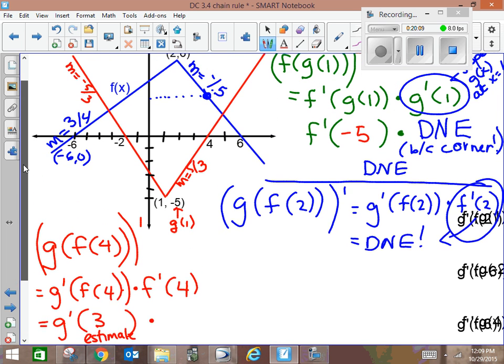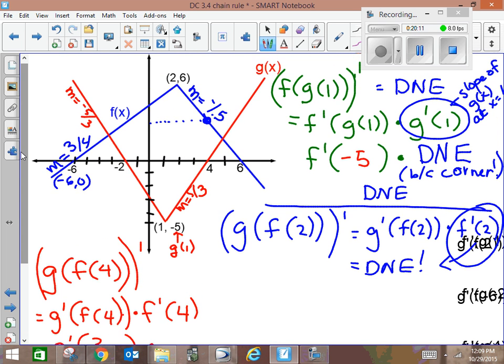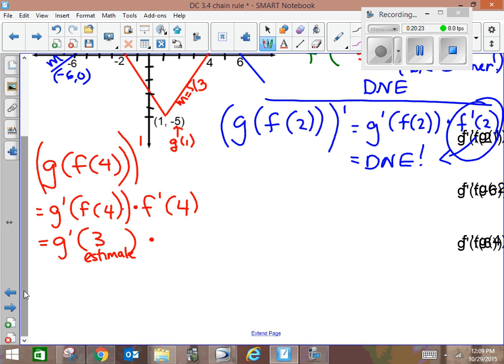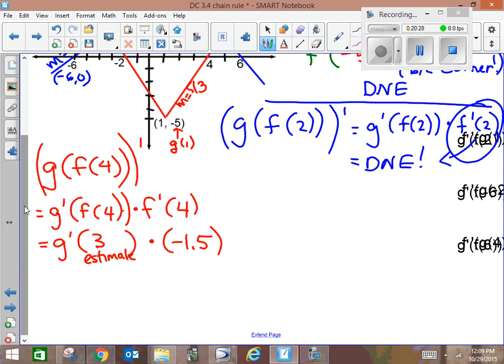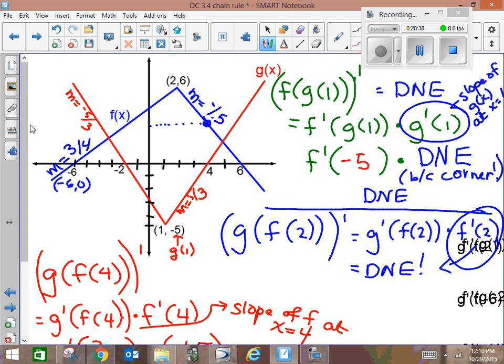All right, f prime of 4. What is f prime of 4? Which one of those slopes are we looking at? 3/4 or negative 1.5? Negative 1.5. Because remember, this means the slope of f at x equals 4. The f is blue, so x equals 4 is right here. That's the slope of that line.